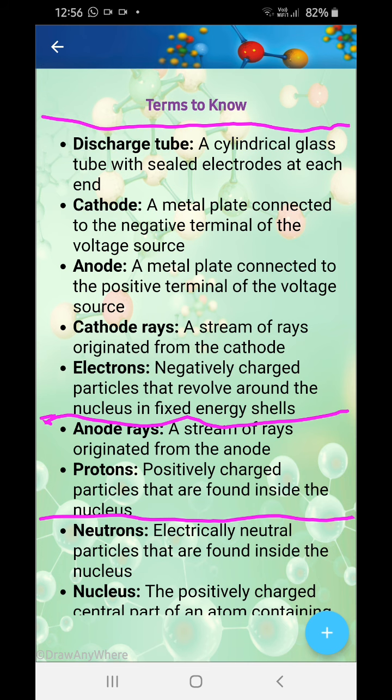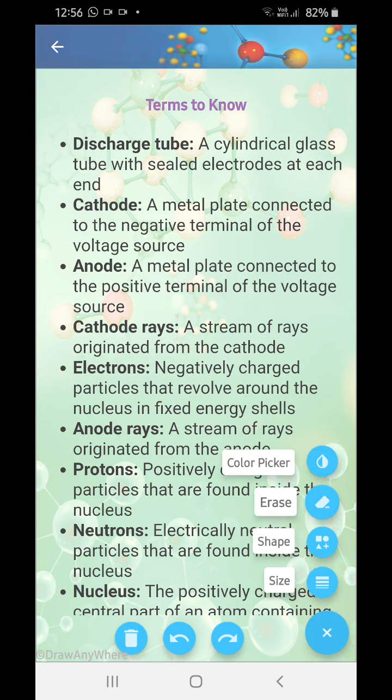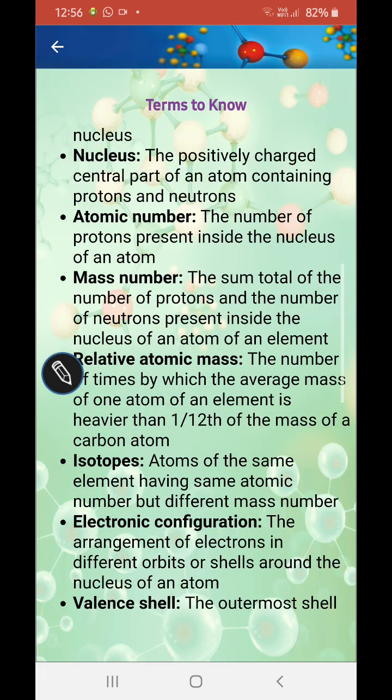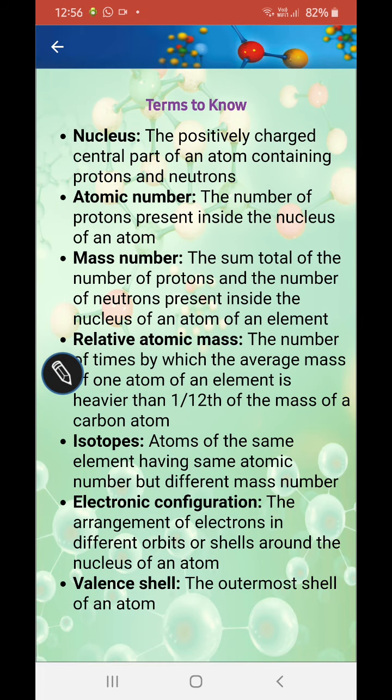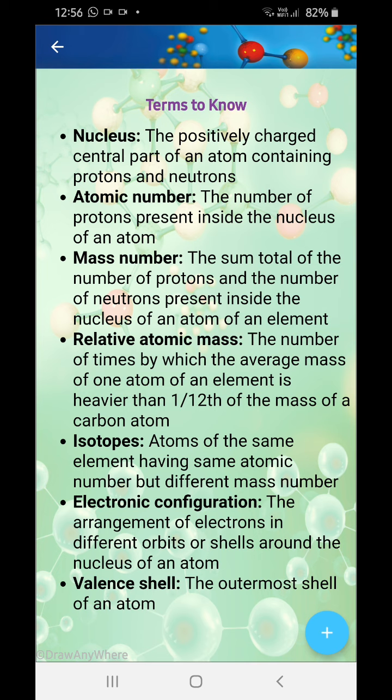Next, neutrons, okay, electrically neutral particles that are found inside the nucleus. You know all these definitions. I won't like to repeat it, okay. Now nucleus: the positively charged central part of the atom containing the protons and the neutrons is known as the nucleus. Scientists also thought that yeah, there is some spherical mass between this, okay.